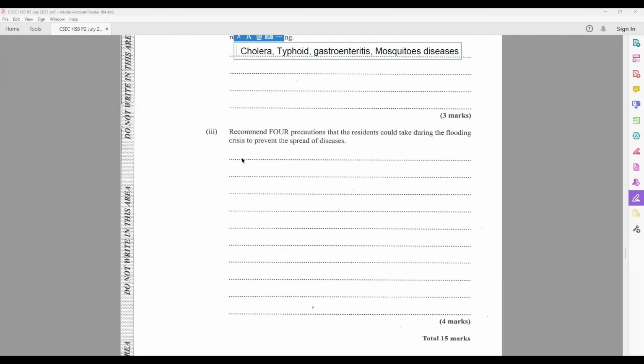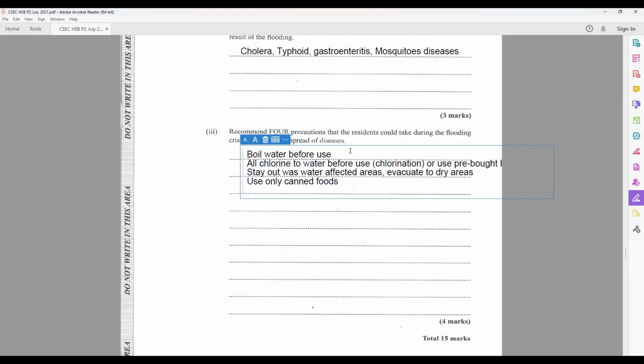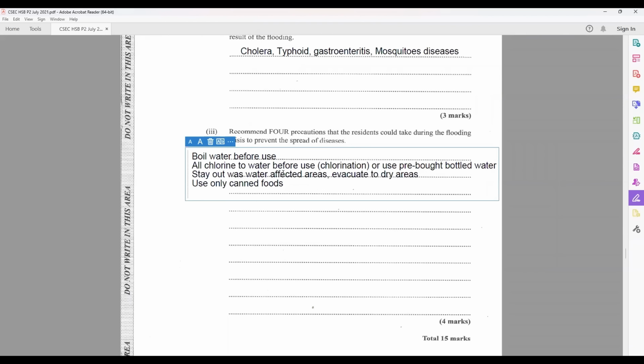Additionally, if that one wasn't as obvious as it should have been, you could pick any of these. You could boil water before use, because remember, persons have to drink water. You could do the chlorination process, whereby you add a specific amount of chlorine to water. If you have pre-bought bottled water, that will be even safer to use. Stay out of the water-affected areas. Evacuate to high ground or dry ground, and use only canned foods. You don't want to use contaminated food. 15 marks for this question.